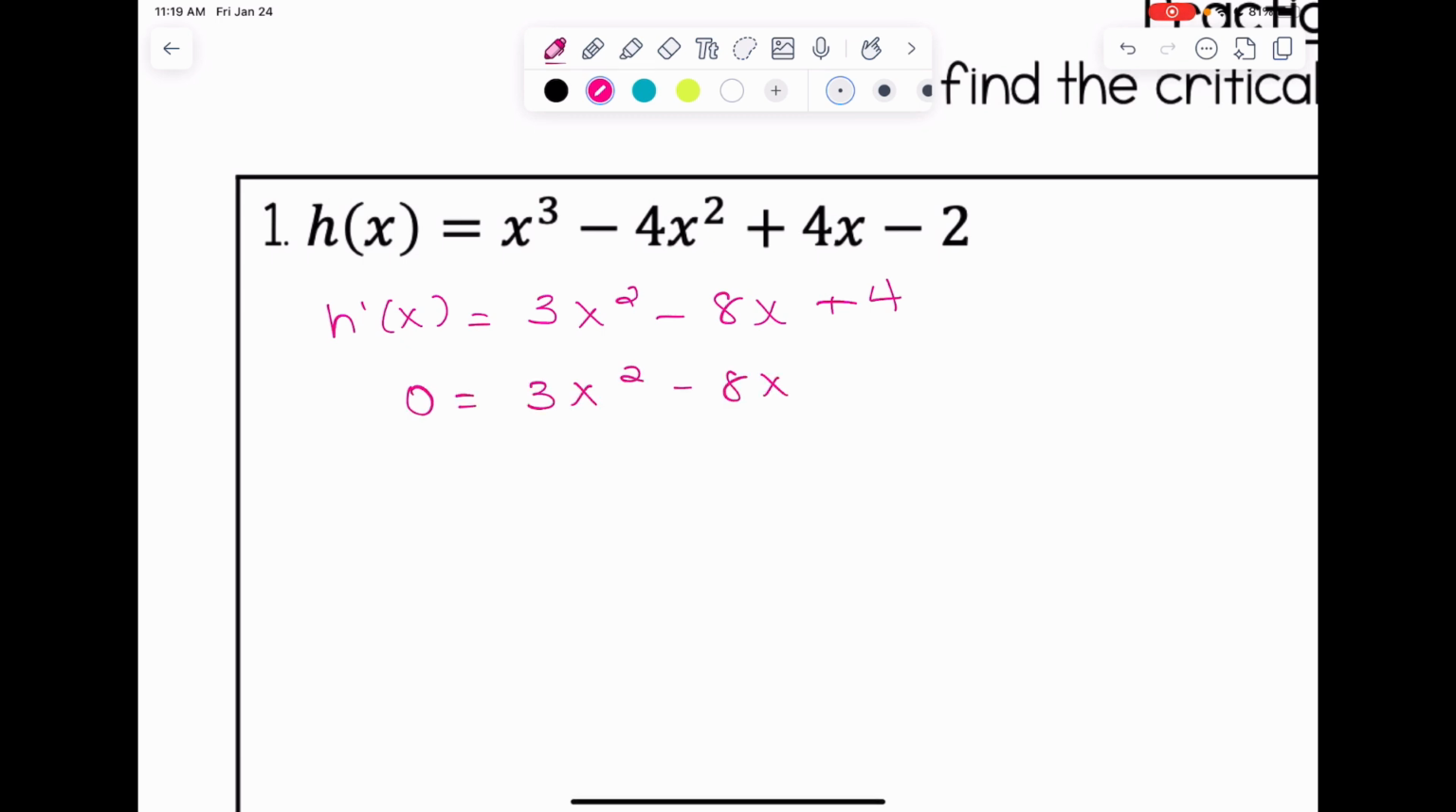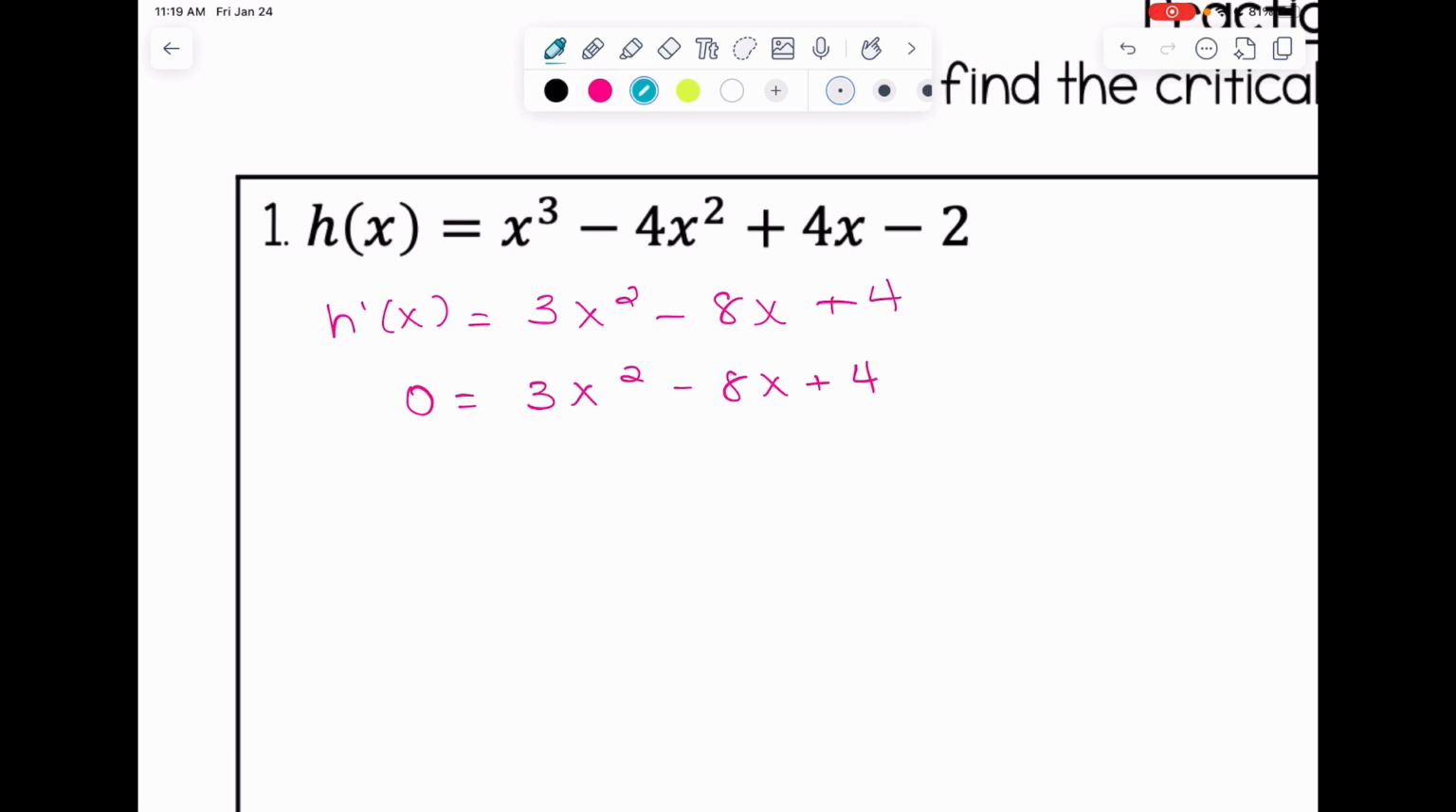Now for a cubic function, the function always exists, and the derivative always exists as well. So we don't have to consider that scenario here. When we get to number 2, we'll talk about that other option. So for right now, we're just going to set the derivative equal to 0.